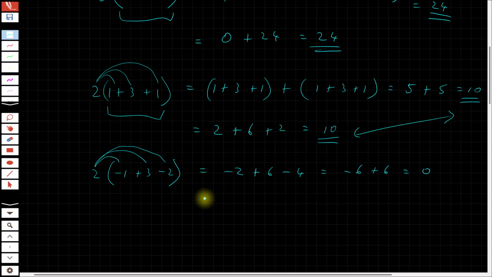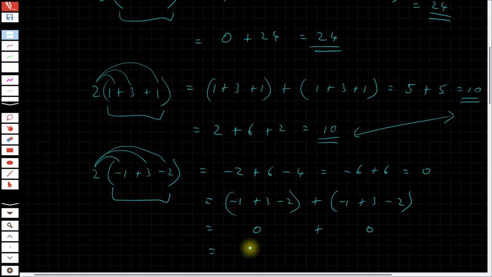And we can see it doing the other way. 2 of these, we have negative 1 plus 3 minus 2, that's 1, plus another one, negative 1 plus 3 minus 2. Negative 1, negative 2 minus 2, that's minus 3, and a plus 3, that's 0, and the same again here, so we get 0. Same answer.